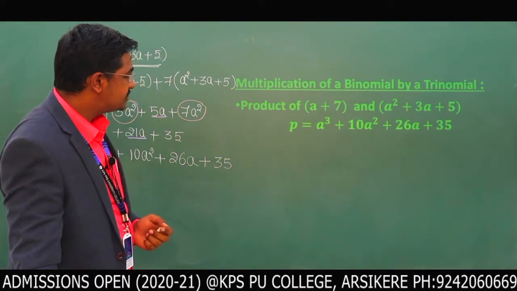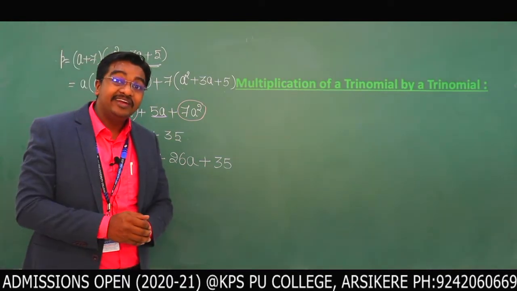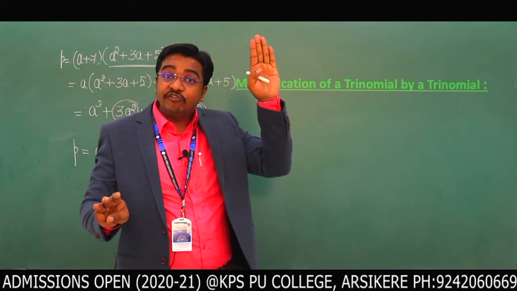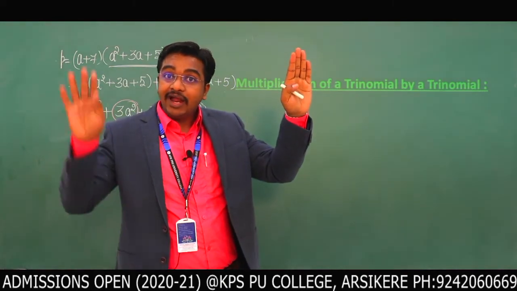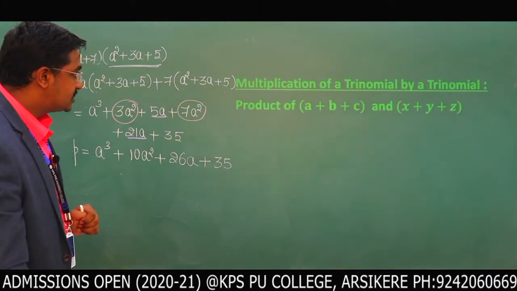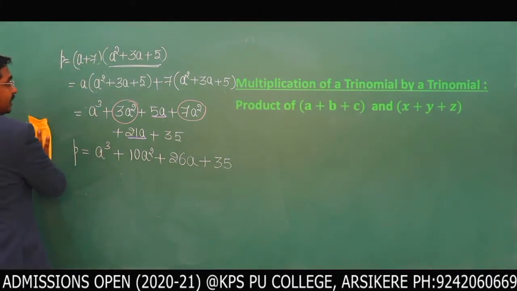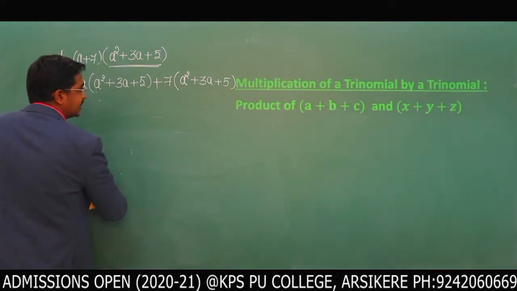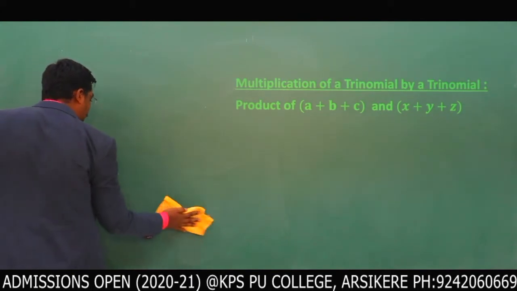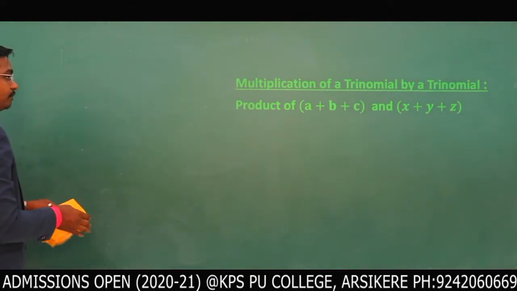So now look at the next question. This is the method of trinomial by trinomial. Trinomial means you have 3 terms. Product of 3 terms and 3 terms. We will discuss the product here. First observe the terms. The first algebraic expression we have is a plus b plus c and the second one is x plus y plus z. Here we need to find the product of a plus b plus c and x plus y plus z.